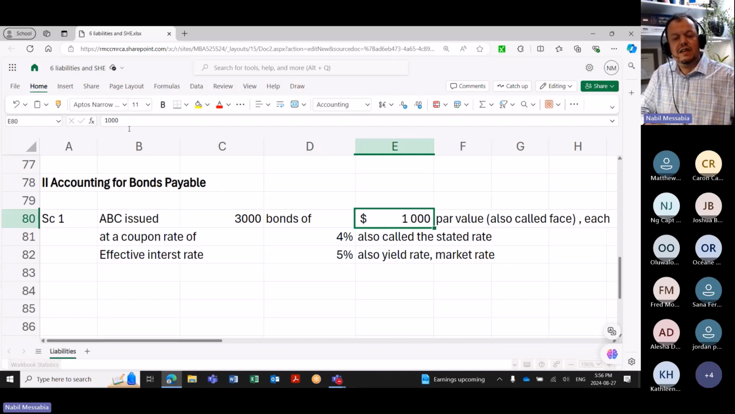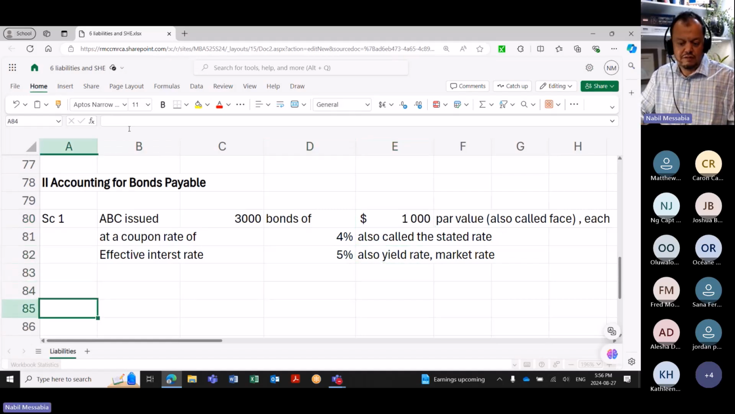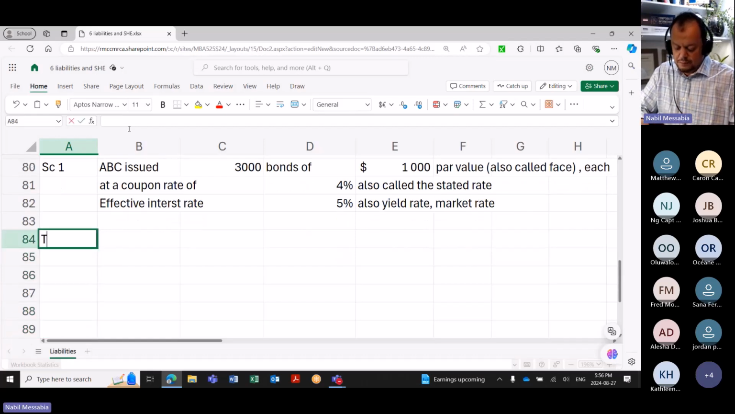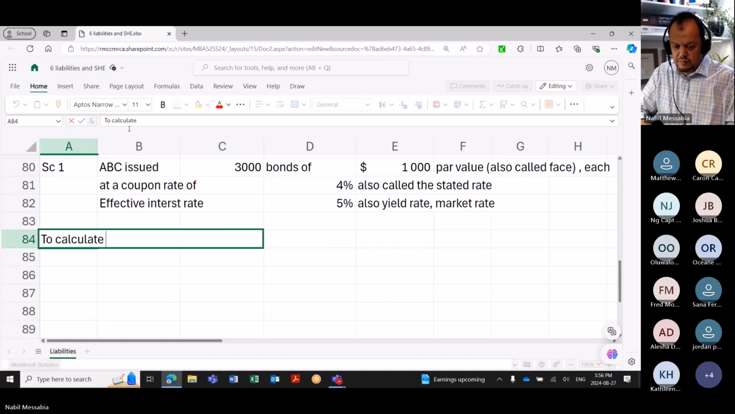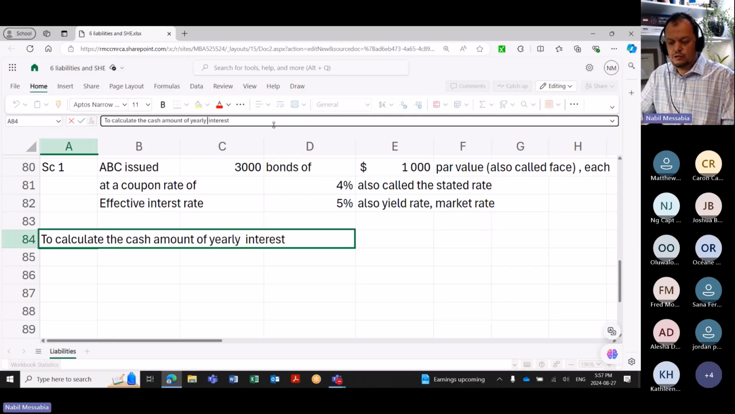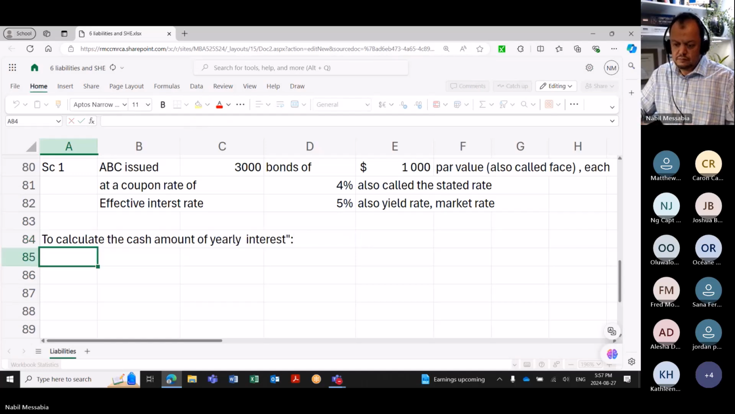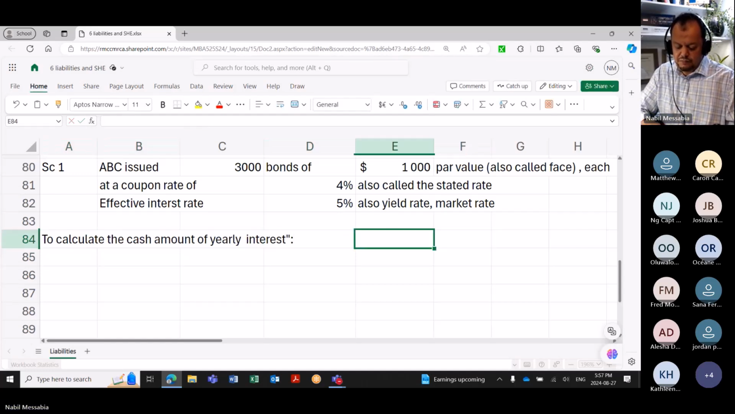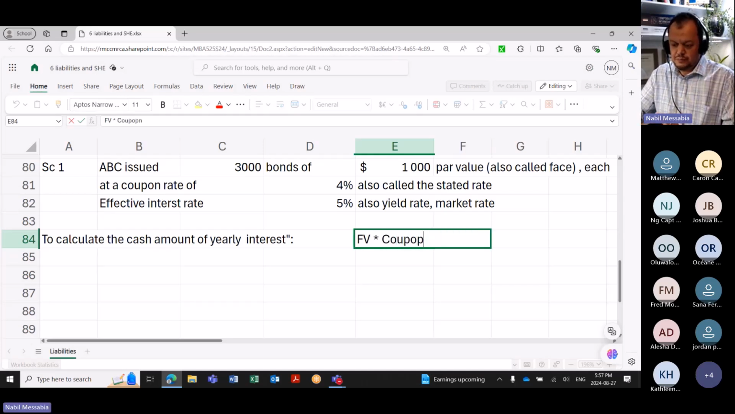From an accounting perspective, to account for the interest expense, you have to use, first of all, to calculate the cash amount of interest. Let's say it is paid once a year. So how to do it? Simply face value times coupon rate.